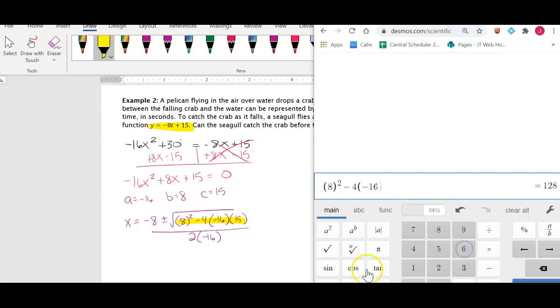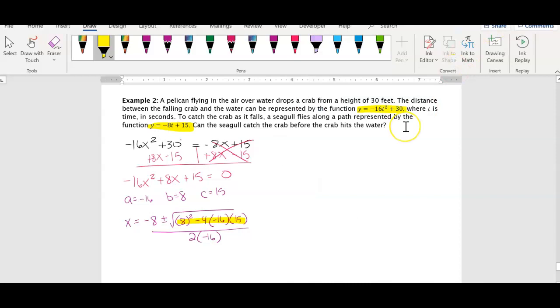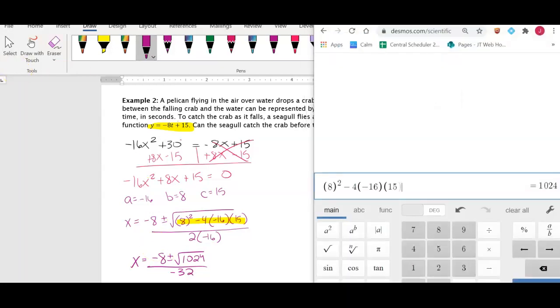Make sure you do your signs correctly every time. So I'm just copying exactly what I wrote down. And I get 1024. So I'm going to rewrite that. So I have x equals negative 8 plus or minus the square root of 1024 all over 2 times negative 16, which is negative 32. All right, so now I need to see if the square root of 1024 is a perfect square. And it is, it equals 32.